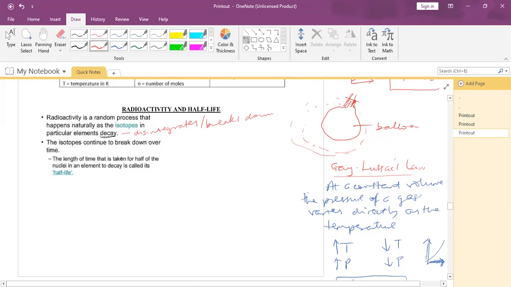The length of time that is taken for half of the nuclei in an element to decay is called its half-life. Very important keyword, half-life. So half-life is the time taken for half of the substance to decay or to break down. Sometimes in your chemistry class, you write T half, like that. That's the half-life.